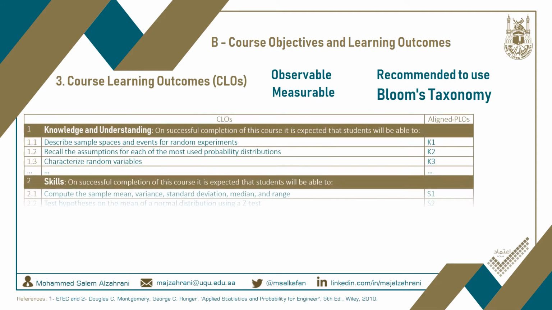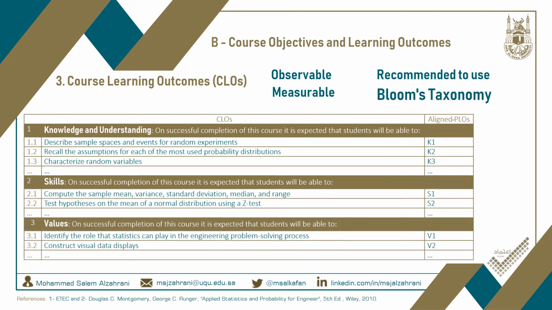You have to identify the course learning outcome in which level. We have 3 levels for course learning outcomes in this form. We have the knowledge and understanding, we have the skills and the values. In the old NCAA form for course specifications, there was something called competencies instead of values.